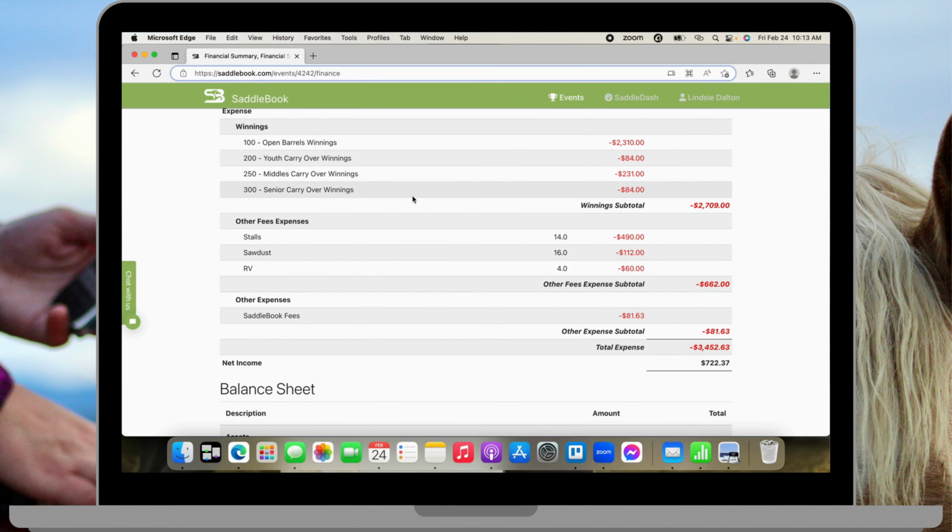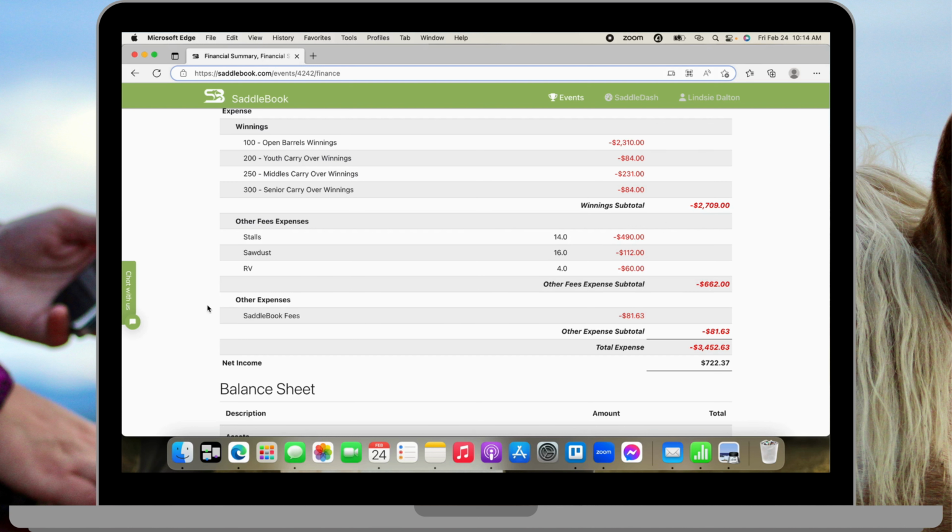Moving on to your other fees expenses. This would include any of your additional fees that you inputted a cost to yourself. So that would include stalls, which 14 people purchased, and it cost you $490. Sawdust, which 16 people purchased and cost you $112. RVs, which 4 people purchased and cost you $60, bringing your total other fees expense to be $662.